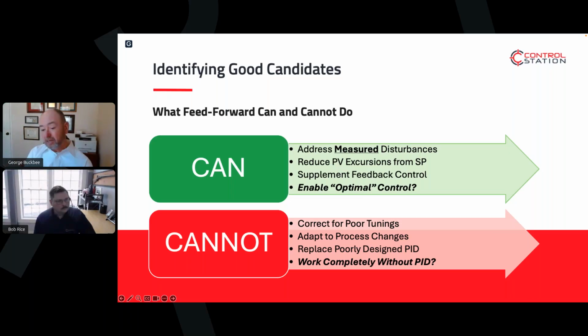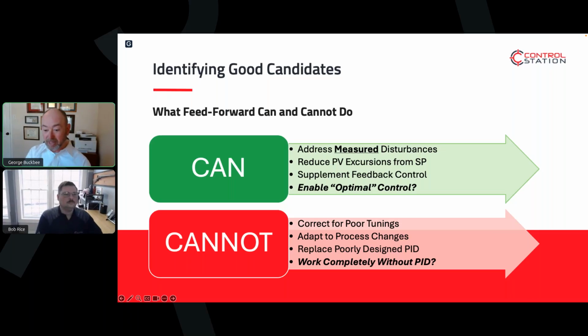And now back again to this question of, can it work completely without PID? What if I didn't have any feedback? Could I still do feed forward control? And the answer is, well, yeah, kind of, but it's not going to be perfect, most likely. And the reason it's not going to be perfect is because there are probably a lot more things other than just the one measured disturbance that are affecting your loop.